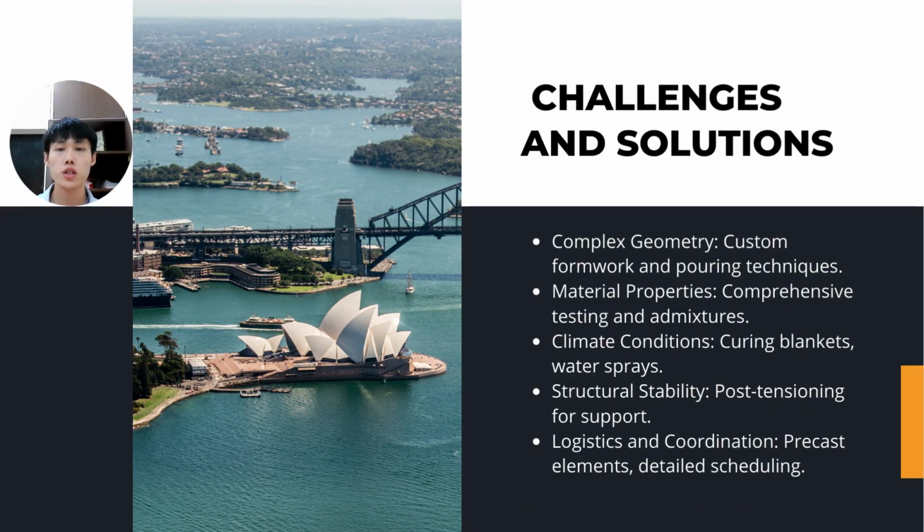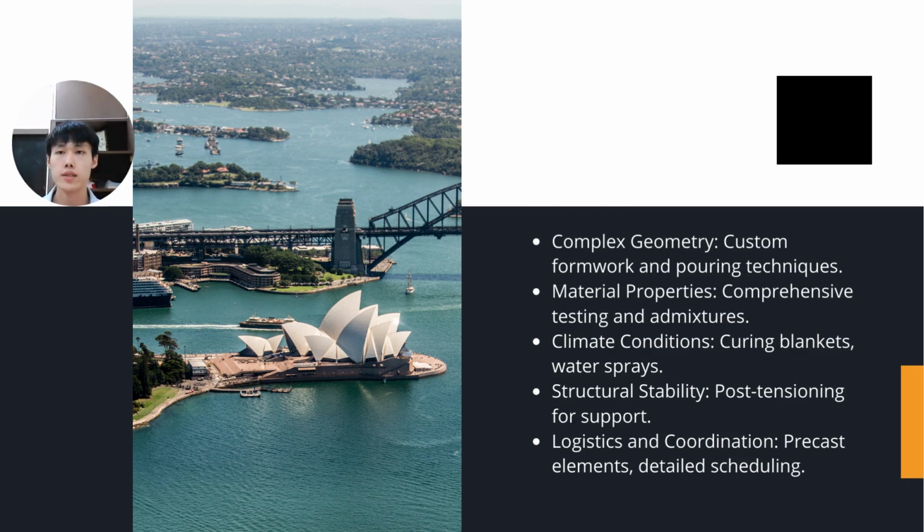Here are the challenges and solutions while building the Opera House. The project faced several challenges, including complex geometry, material properties, climate conditions, structural stability, and logistics. Solutions include custom formworks, comprehensive tests, curing techniques, post-tensioning, and precise planning and coordination.